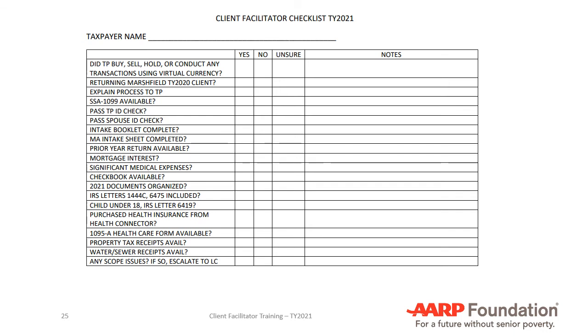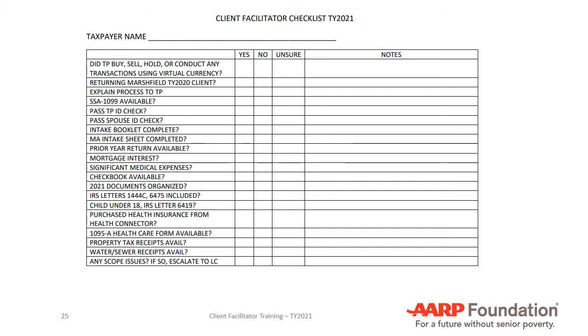Purchased health insurance from Health Connector, we want to know about that. And the 1095-A is the form that they would have received if they had purchased health insurance from the Health Connector. Property tax receipts available, yes or no. Water and sewer receipts available, yes or no, for the circuit breaker credit. And any scope issues, if so, escalate to the local coordinator.